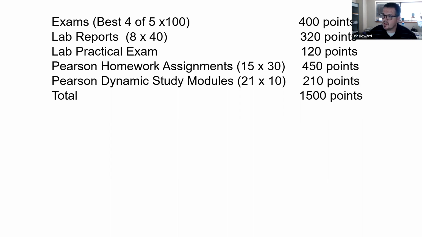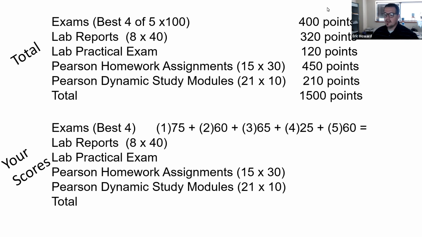For those of you that are good with this, you just punch in your scores and divide by 1,500. But let's do an example so you can see. Here we go. So I've just copied this down here at the bottom and put in your scores. So remember, we're only keeping the best 4. Let's just say, for example, on exam 1, you got 75. On 2, you got a 60. On 3, you got a 65. Then on exam 4, you scored a 25, kind of a bomber day. And then on exam 5, the final cumulative, you got a 60.